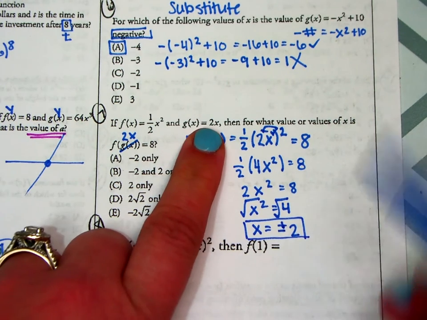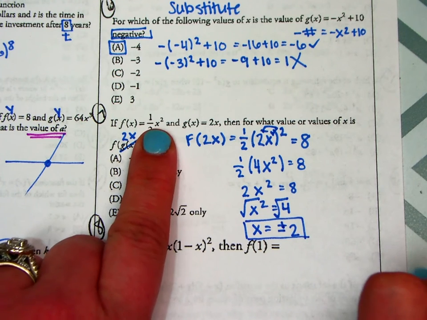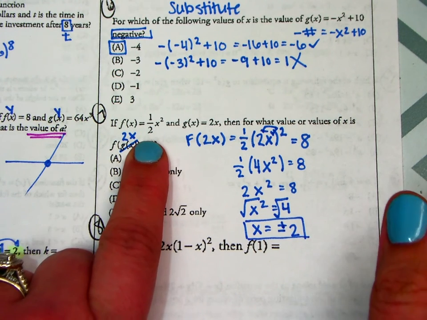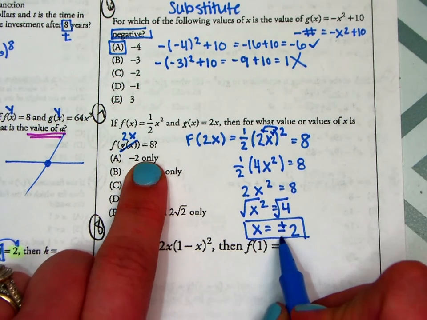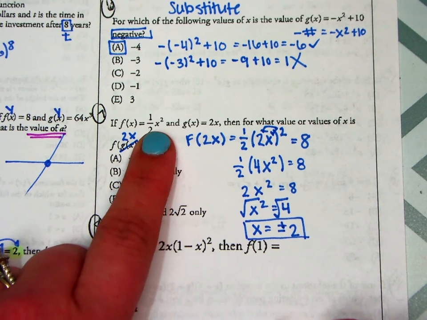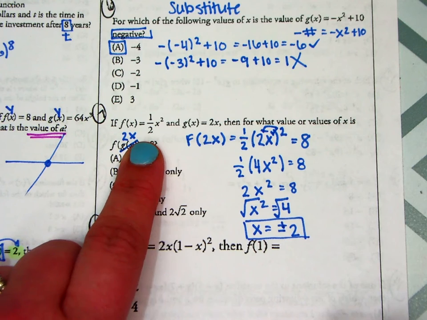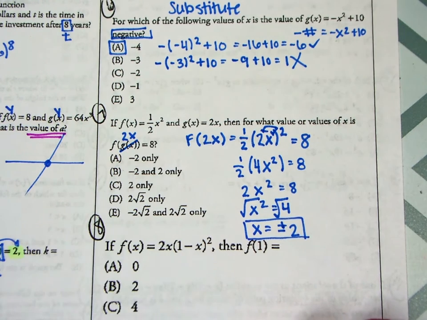So g of x, if I plug in the positive, 2 times 2 is 4. 4 squared is 16, divided by 2 is 8. And then I can also test the negative. 2 times negative 2 is negative 4. Negative 4 squared is 16, sorry. And then divided by 2 is also positive 8.